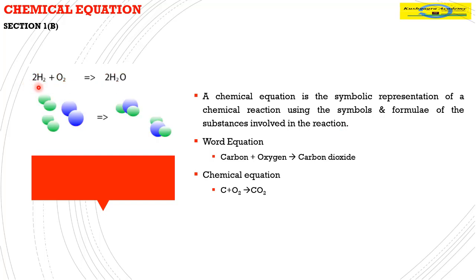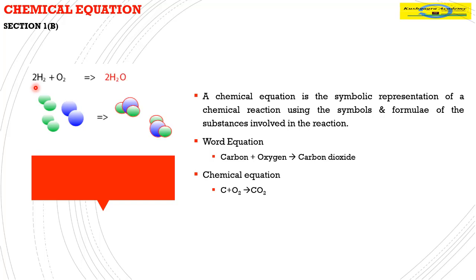So, when hydrogen reacts with oxygen, it forms water. So, how many atoms of oxygen here involved, how many atoms of hydrogen here involved, and how many molecules of the hydrogen and oxygens are involved? From the chemical equation we can get to know all the answers.